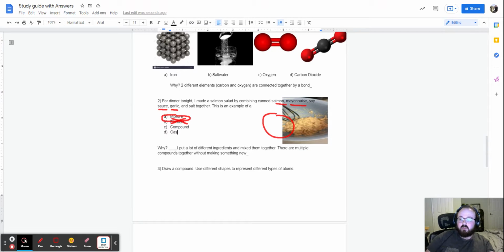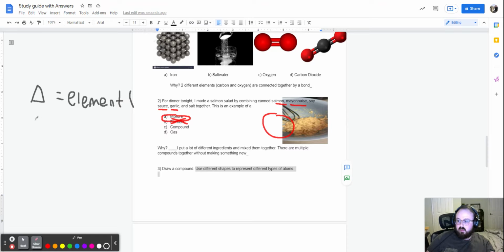Number 3, draw a compound. Use different shapes to represent different types of atoms. So what this means, I'm saying here, is we've been representing atoms by different colors. That's why I'm going to have to change that when I make this quiz and print it out and copy it. So you could do something like what I'm going to do over on the left. I'm just going to use black pen. So this equals a triangle equals one element, a different type of atom, element 1, and a circle represents element 2.